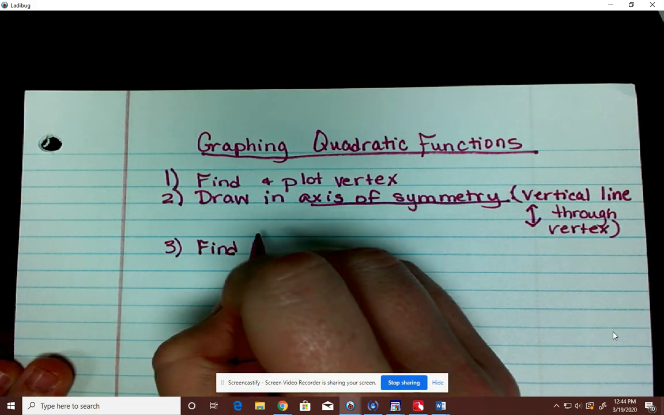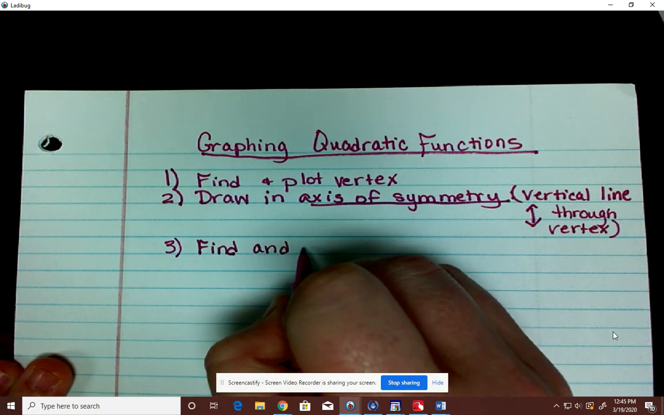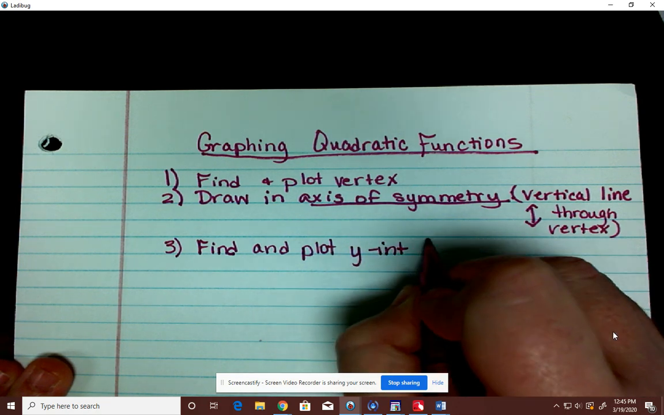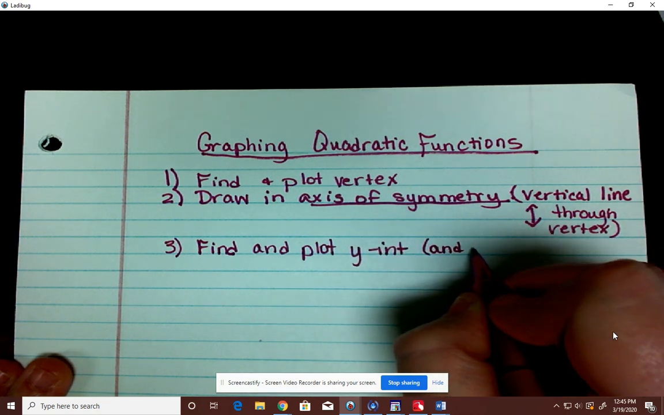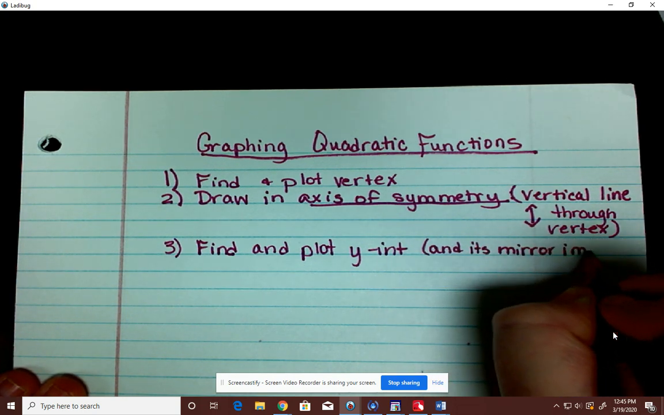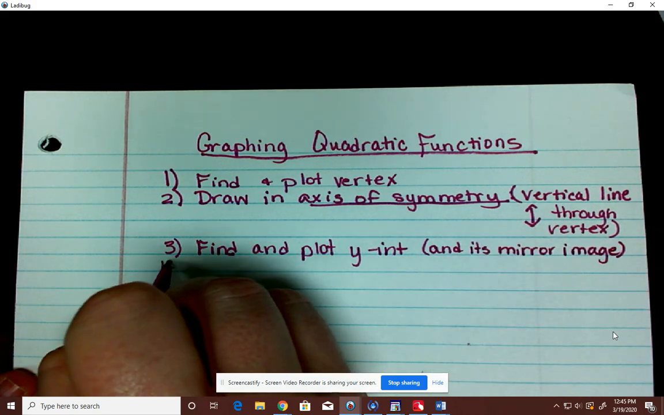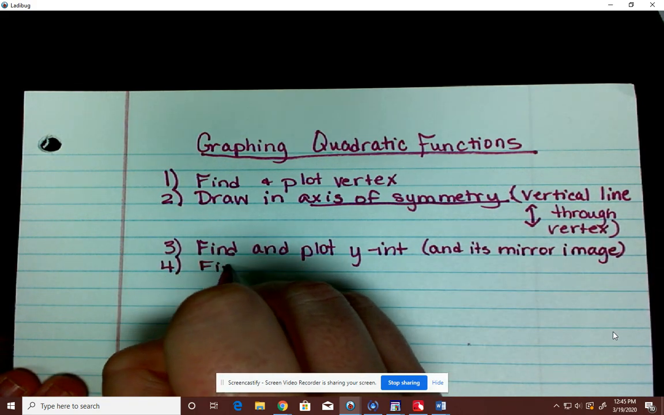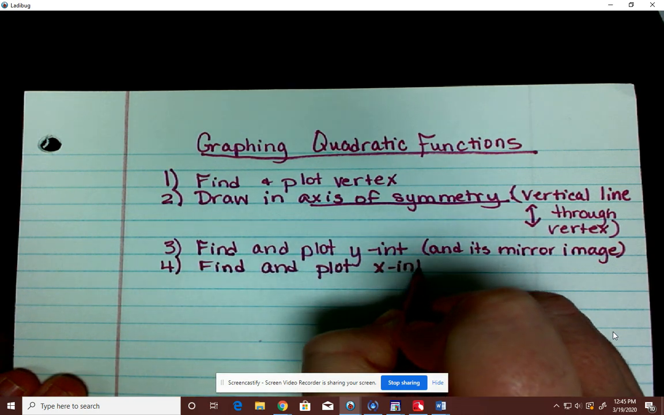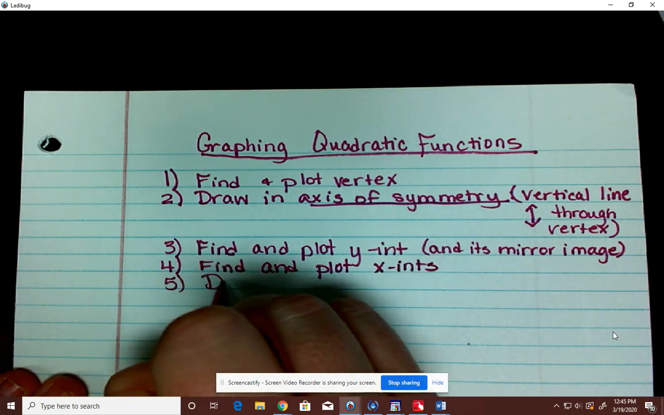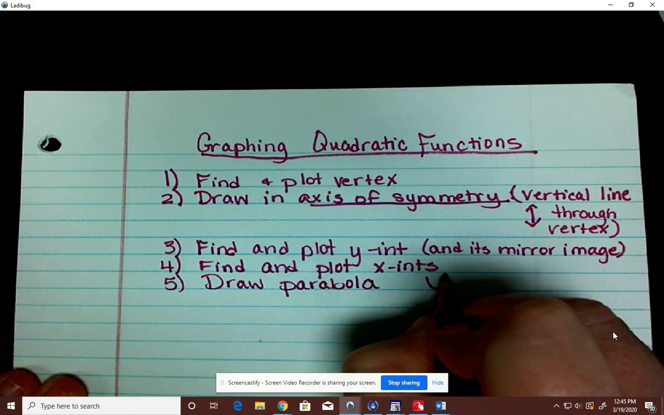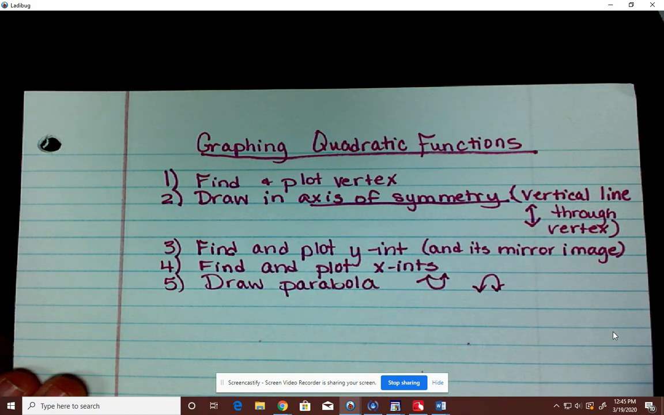Then you're going to find and plot your y-intercept and its mirror image using the axis of symmetry, which I'll show you an example. Then you're going to find and plot your x-intercepts. And then you're going to draw your parabola, which should look like a U or an upside down U.